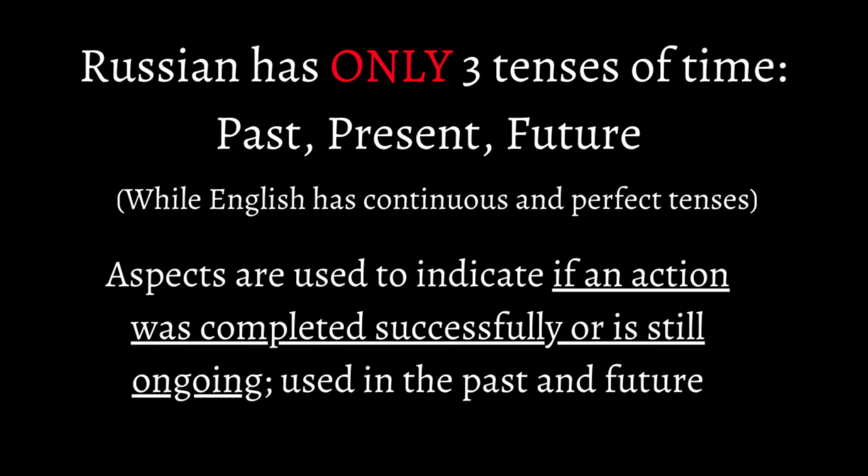In Russian, aspects are used to indicate if an action was completed successfully or is still ongoing, and they can be used in the past and future tenses. When speaking in the present tense, the aspects are not needed because it is not possible to speak about the completion of an action in the present moment. Basically, aspects in Russian indicate whether an action was or will be completed or is still ongoing, but tenses indicate when an action happened, so do not confuse them.